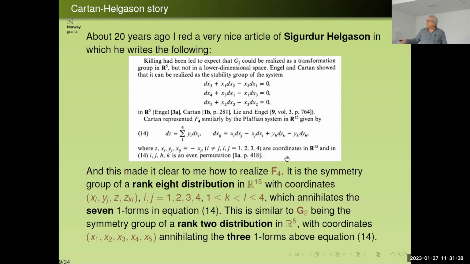And this realization of F4 is very similar to Cartan's and Engel's realization of G2, where now in R5 he has 3 one forms. And these three one forms' annihilator at each point of this R5 defines a two-plane. You have a rank 2 distribution in dimension 5, and the symmetry of this rank 2 distribution in dimension 5 is a realization of the group G2. So G2 and F4 are realized like this.